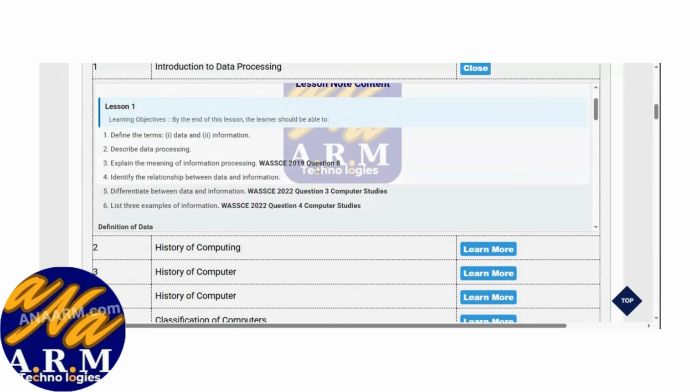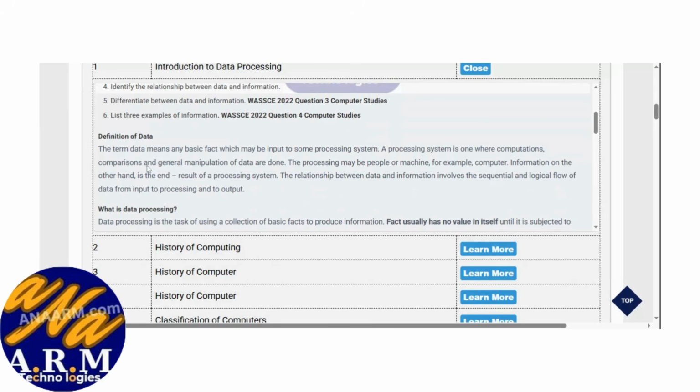WASSCE 2019 Question 8. Identify the relationship between data and information. Differentiate between data and information. WASSCE 2022 Question 3 Computer Studies. List 3 examples of information. WASSCE 2022 Question 4 Computer Studies.